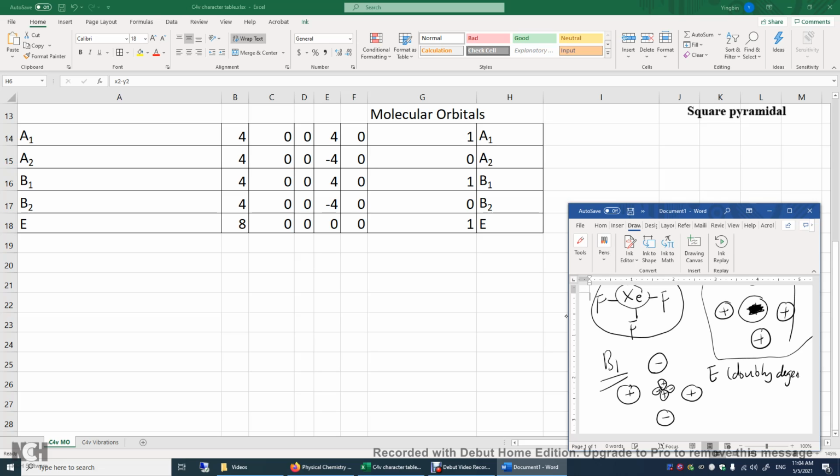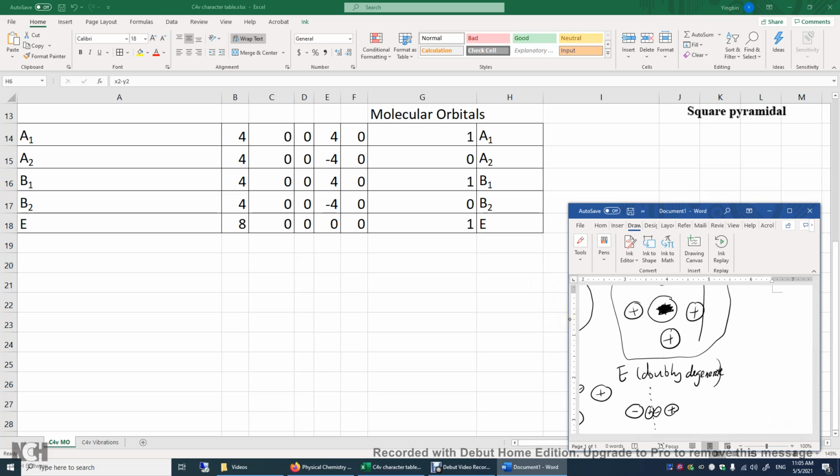Doubly degenerate. All right. And then there's this picture. So you can see there are lobes on the x-axis, but nothing on the y-axis. It's just a node. So you're looking at the fluorine atoms. It may interact with the 2px orbital of xenon. All right, this way. This is constructive interference. And of course, you can just change the direction of the 2px orbital, and you have destructive interference.